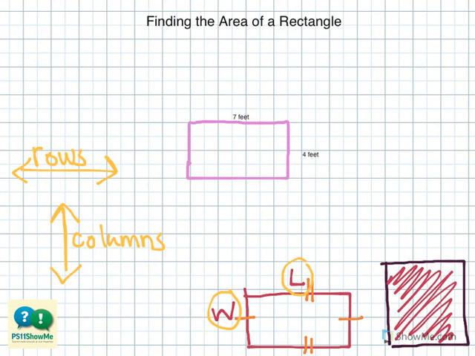So let's take a look at this purple rectangle. We're going to start with the width. I see the width of this rectangle is 4 feet. That measurement tells me I need to make 4 rows. Horizontally, there's 1, there's 2, there's 3, and 4. Now I've made 4 rows. When I look at the length, I can see that I need to make 7 columns. So now I'll make my 7 columns.